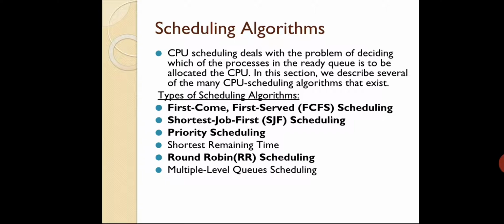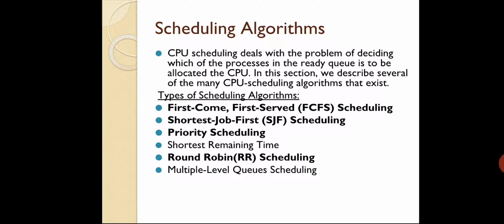CPU scheduling deals with the problem of deciding which of the processes in the ready queue is to be allocated to the CPU. That is, whenever you consider the ready queue, in which the processes are ready for execution, these algorithms decide which process has to be given to the CPU for execution.